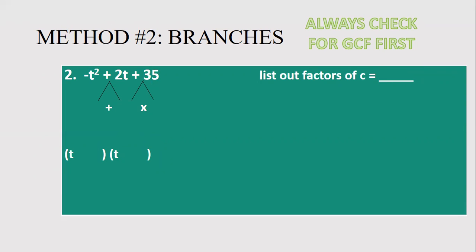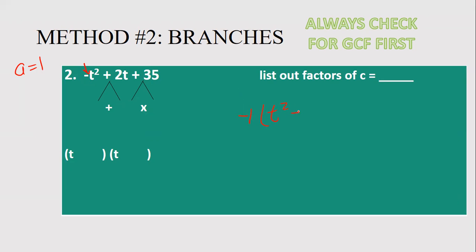All right, here we have negative t squared plus 2t plus 35. Now, before we do anything, you see how there's a negative in front? We said that A has to equal positive 1. Is our A a positive 1? No, our A is a what? So we have to factor out that negative 1.